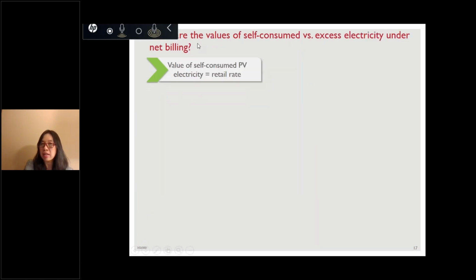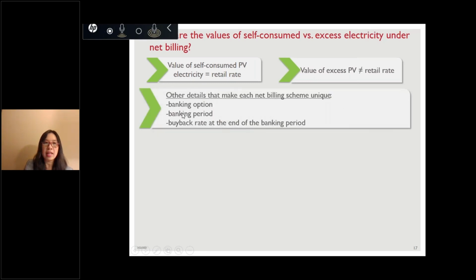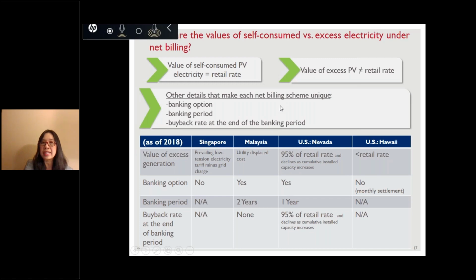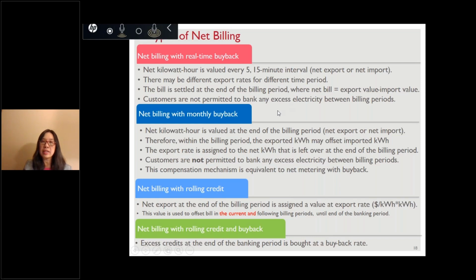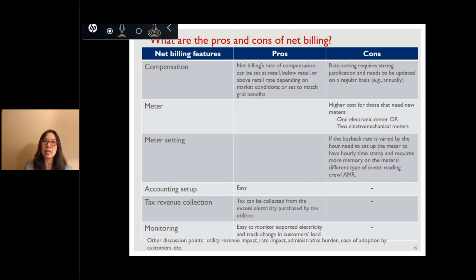In this case, under net billing, the value of self-consumed electricity is still retail rate, but the value of excess PV generation is not equivalent to retail rate. And again, there are other details that make each net billing scheme unique, and these are the examples. Again, there are variations in net billing having to do with what happens at the end of each monthly billing period. Is the rolling or banking of credits in monetary value allowed, and if so, for how long, and what happens at the end of the banking period?